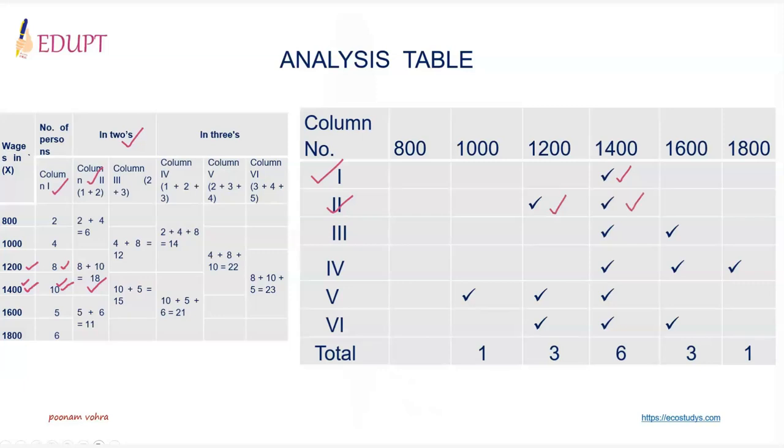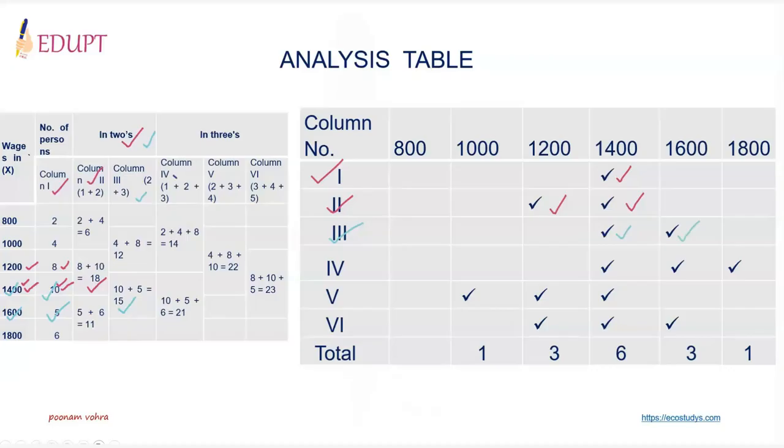Now have a look at column 3. It is also in 2's, but leaving the first frequency. The first group is 4 plus 8, 12, and the second group is 10 plus 5, 15. So out of the two, 15 is the highest frequency, which is a combination of 10 and 5 corresponding to 1400 and 1600. So we shall put a tick mark for column 3 against 1400 and 1600.